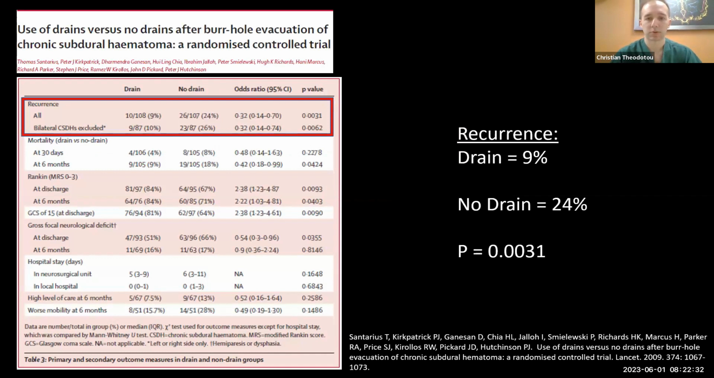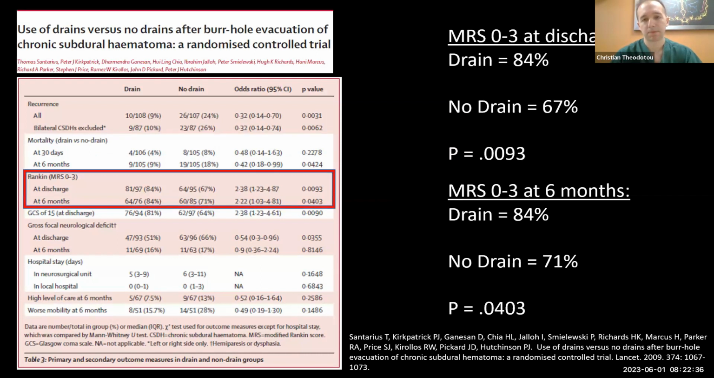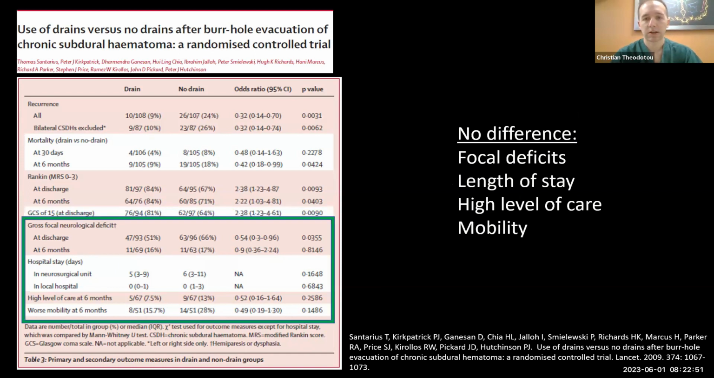There's a huge difference in recurrence, mortality at 6 months, and these longer term outcomes are just remarkably better when you're using a drain. At 6 months, mRS 0 to 3 was 84% compared to 71%, which is a huge difference. There wasn't any difference in deficits or complications from using a drain either.